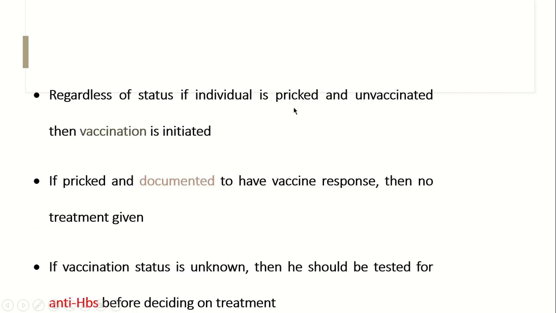Regardless of the status, if the individual is pricked and unvaccinated, vaccination should be initiated. If pricked and documented to have a vaccine response, then no treatment is given. If the vaccination status is unknown, then he should be tested for anti-HBs before deciding on treatment.